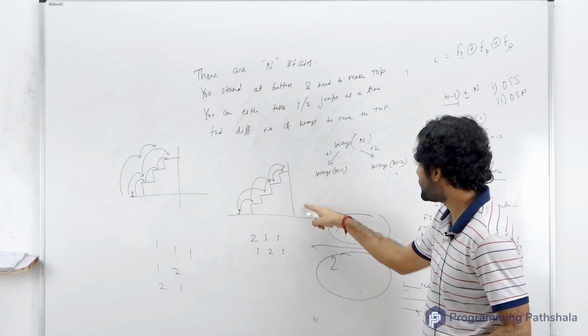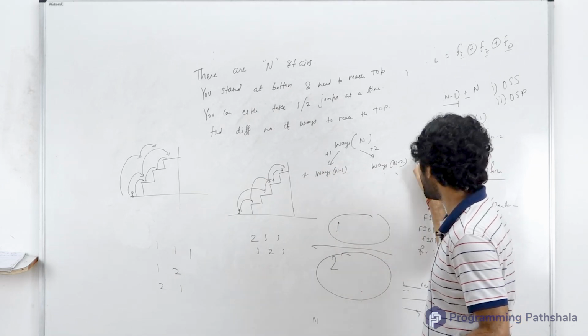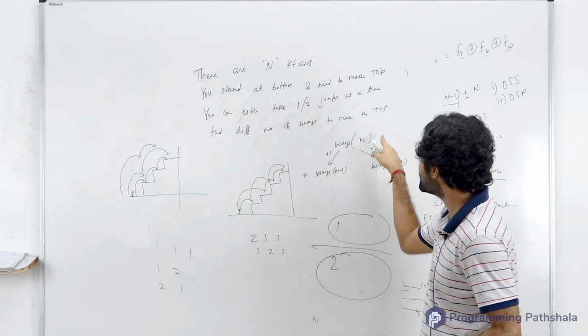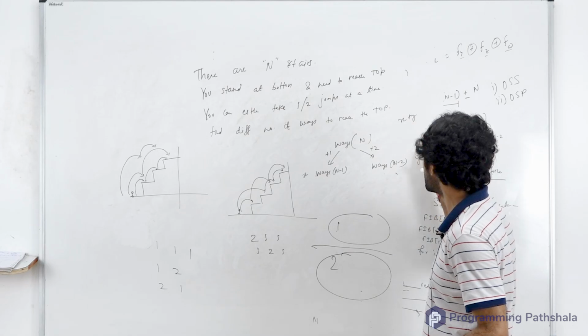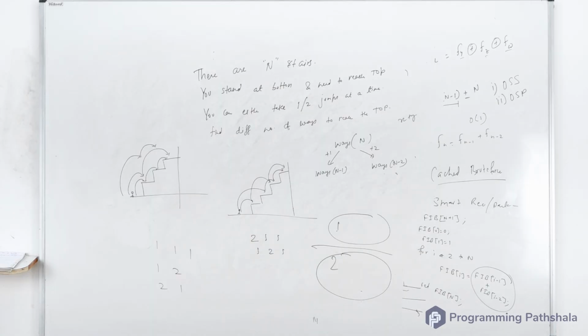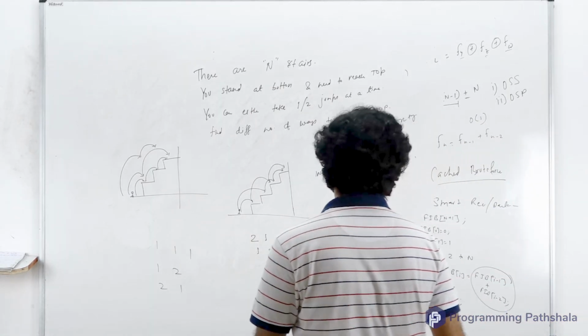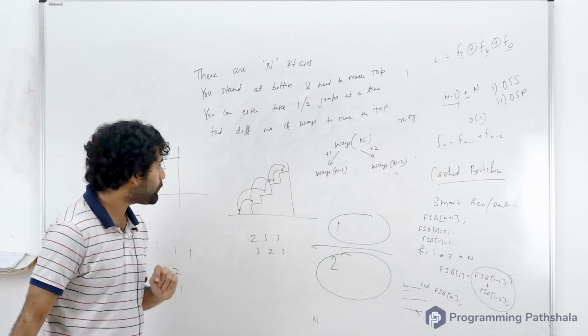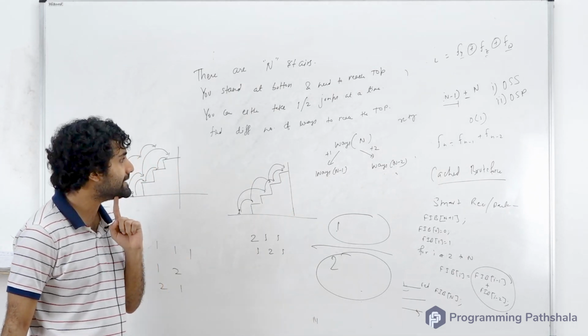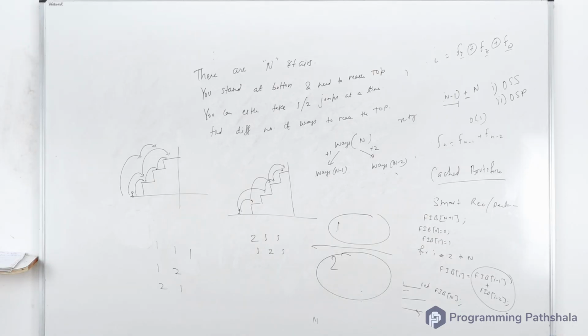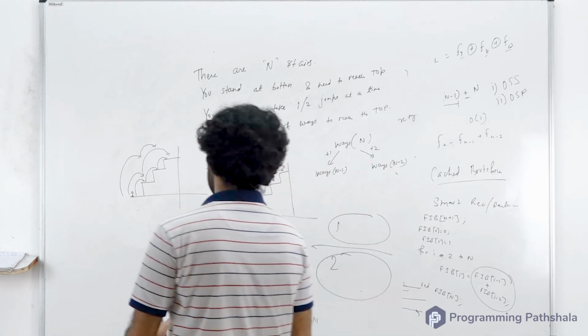So if there are x solutions here and y solutions here, the number of solutions for this will be nothing but x plus y. So this is how this question can be very easily solved. Okay, and what will be the termination condition over here? Yes, so just think of it in this way.